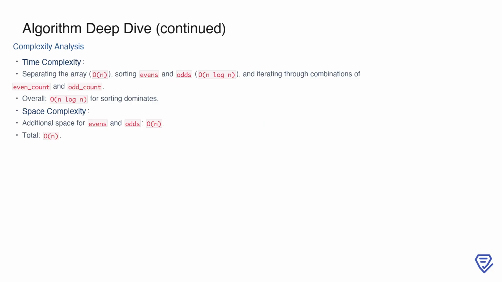As for space complexity, we use additional space to store the evens and odds lists, which together require n space. No other significant data structures are used, so the total space complexity is also O(n). This balance of time and space efficiency makes the algorithm well-suited for handling reasonably large inputs.